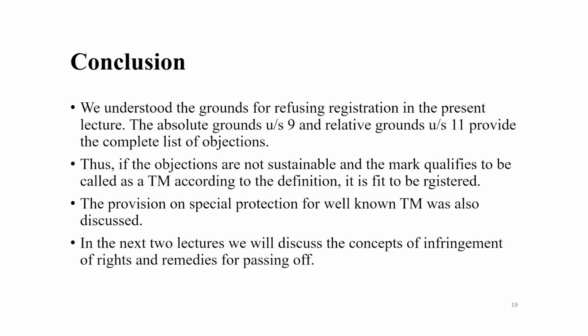So, if we conclude this lecture, we understood the grounds for refusing registration. In the present lecture, the absolute grounds under section 9 and relative grounds under section 11 provide the complete list of objections. As I already mentioned, we do not have a list of registrable marks, we only have a list of prohibitions. Thus, if the objections are not sustainable and the mark qualifies to be called a trademark according to the definition, it is fit to be registered.